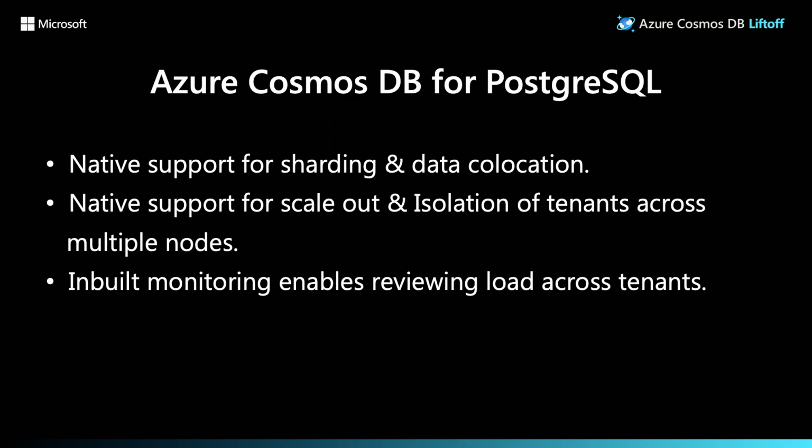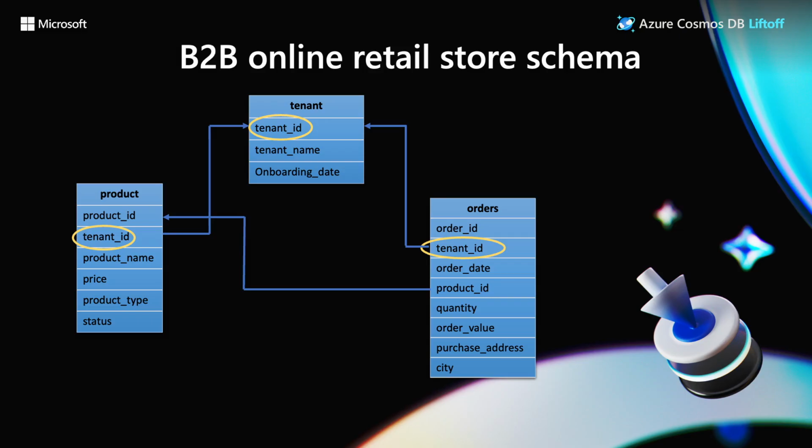So let us observe the key features that we talked about with the simplified example schema. So here is a simplified B2B e-commerce store. We are registering different stores as tenants in the tenants table and their corresponding chain of inventory in the products table, while all the sales on the platform will be captured in our orders table. The important thing here is that we are sharding all these three tables on a common key.